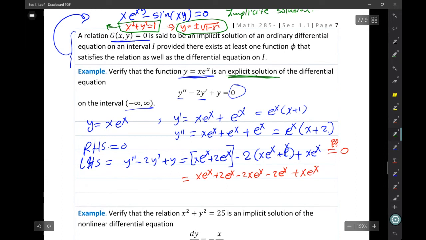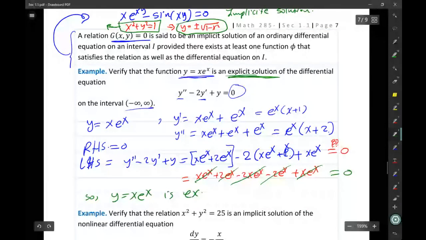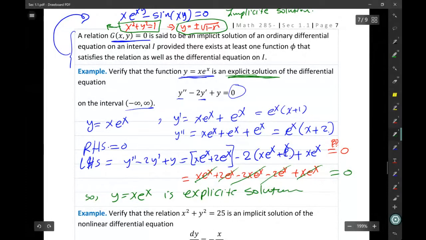It has to cancel. The 2e^x cancel with minus 2e^x. Minus 2 times x e^x, with this one will go, so that becomes what? 0. So y equals x e^x is an explicit solution.